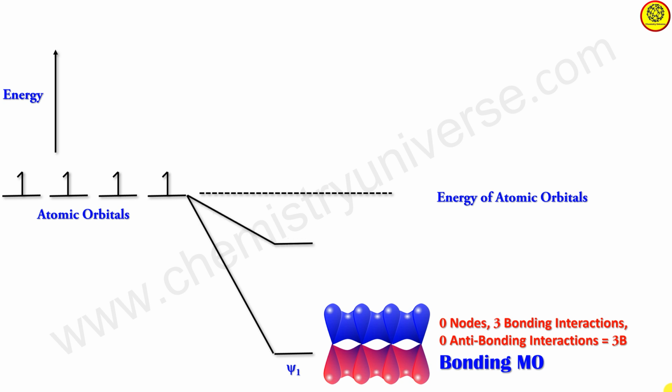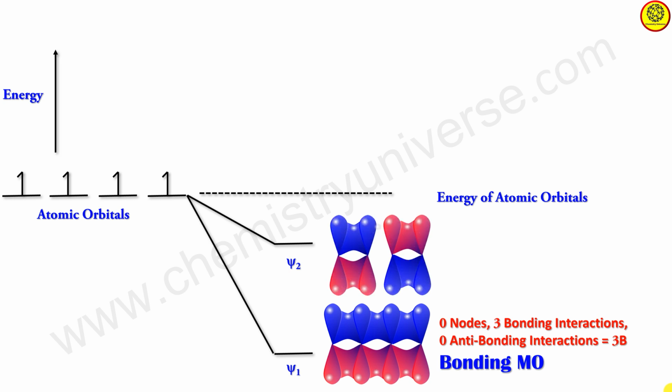The next orbital of higher energy, here the pairs form bonding, but in between there is a node. See this node. The blues meet, the reds meet, but not all the 4 meet together. And as you can see, there is 1 bonding interaction here, 1 bonding interaction here, and 1 antibonding. So effectively 2 bonding and 1 antibonding, that makes it effectively 1 bonding. So it is still bonding. And there is 1 node.